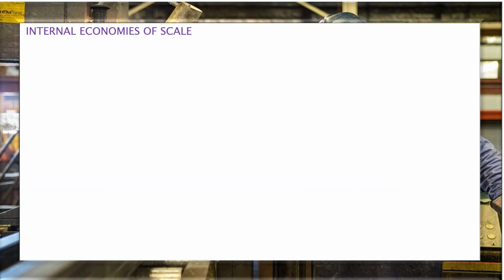Let us look at internal economies of scale. Internal economies of scale result from an increase in the level of output, and this cannot be realized unless there is an increase in output. The internal economies of scale may also be achieved by a single plant of the firm, or they may arise from an increase in the number of plants of a company.